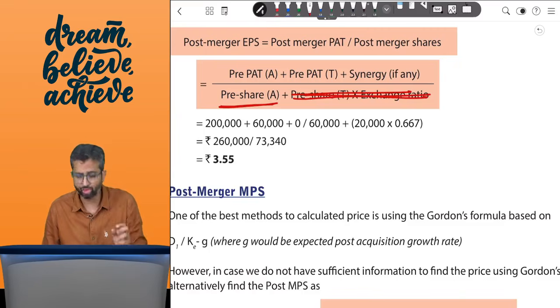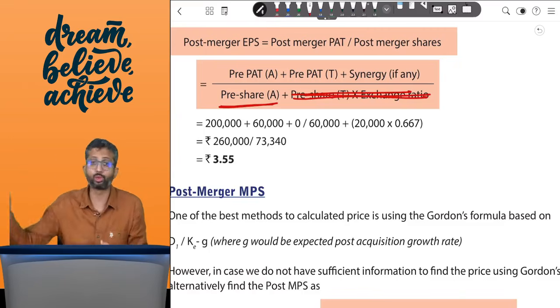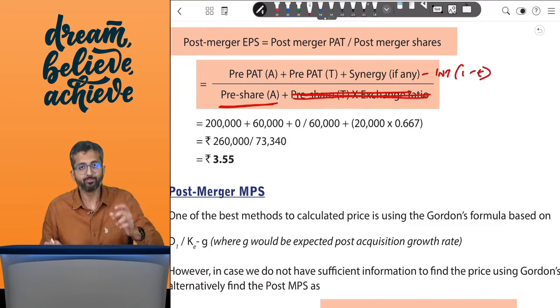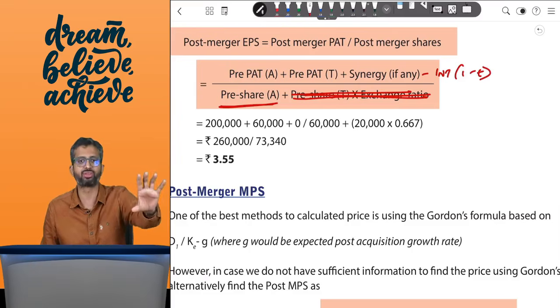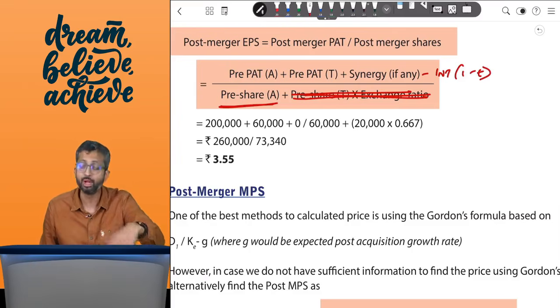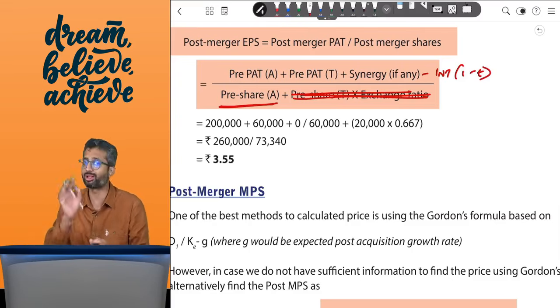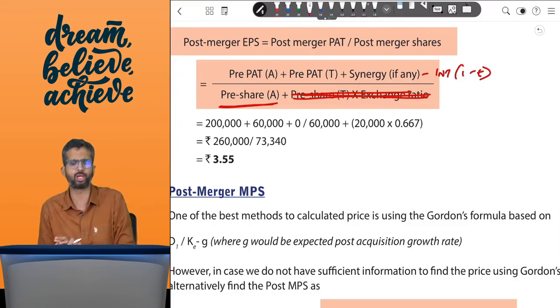However, you are paying cash, and if you don't have that cash, you will have to borrow, in which case you will have to subtract interest, and tax adjustment, if any, should also be considered. Or that money must have been deployed somewhere and must have been earning income. It will no longer earn income, and hence that income foregone will be adjusted in the numerator in case there is a cash acquisition. That is something that you have to remember.